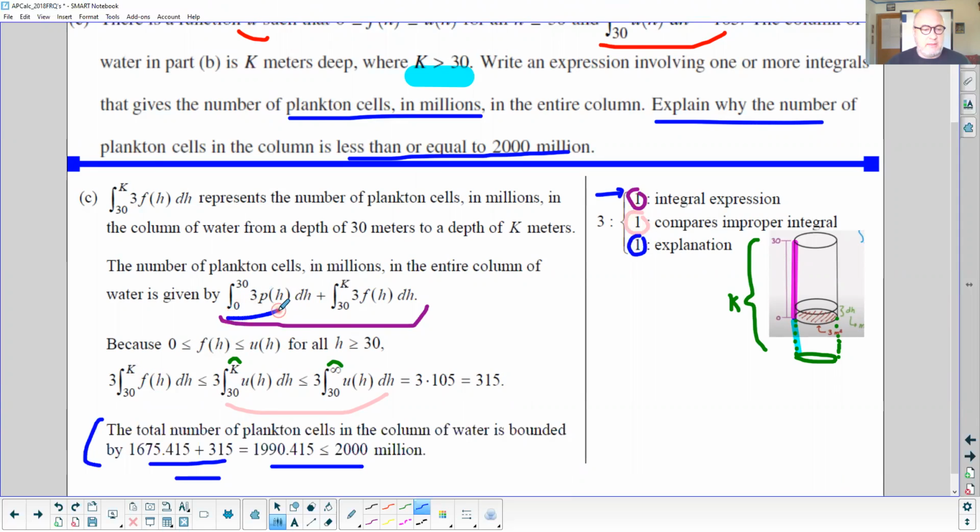This is from part B, that's the 1675.415. And then you're going to be adding what this is. Now, you don't know where this k ends, so that's kind of an issue. You don't know where the k ends, but what's the largest k could be?